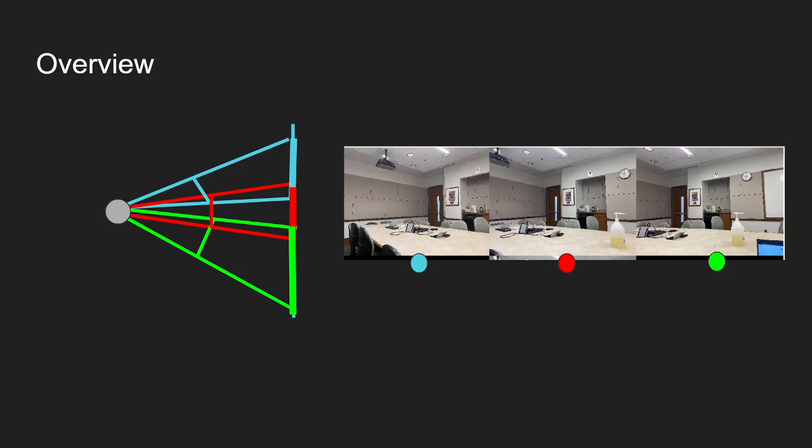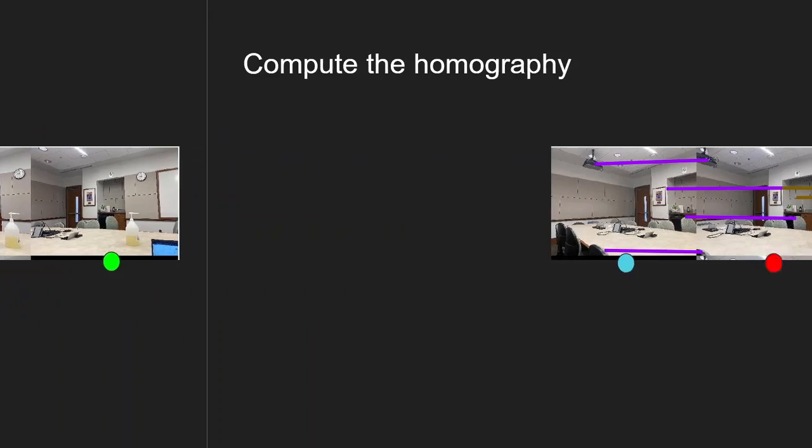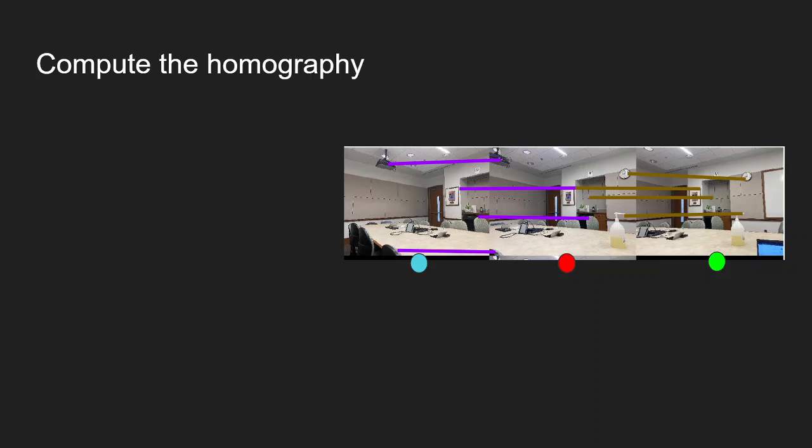The goal is to have our middle image be representative of a plane that we want our surrounding images to be on. So we do this by computing the homography between the left and middle image and the right and middle image. We begin by obtaining 4 points that each pair of images have in common. From here, we compute a homography matrix between the pairs.